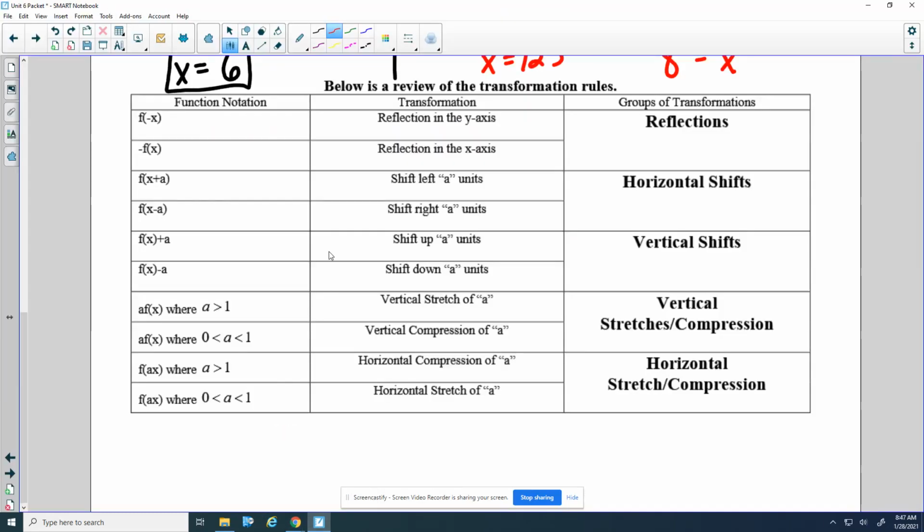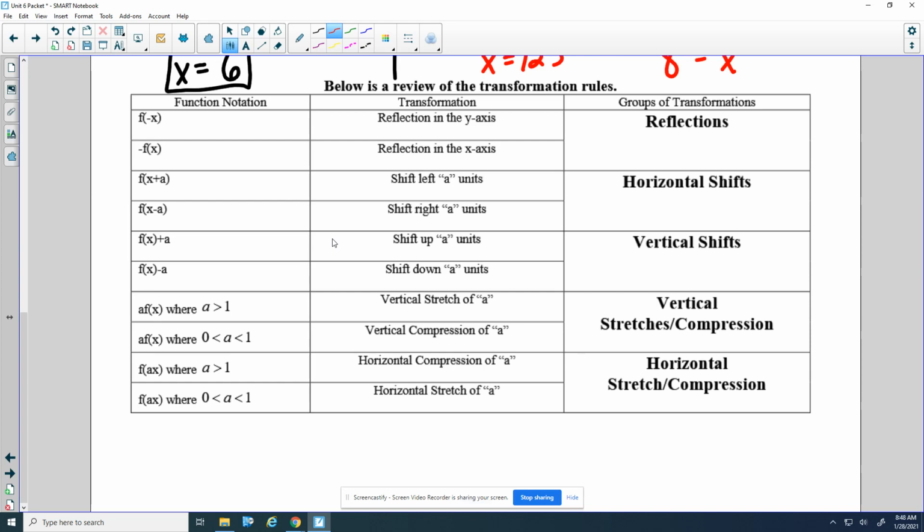So for this one, we're going to start in the packet, but a lot of it I'm going to do on Delta Math. So the first thing you'll see is all of our different transformations. So our reflections in the y and x axis, left and right, up and down, and then our stretches and compressions. Based on if the number is in front of f of x, we have a vertical stretch or compression, and those work the way we expect, where numbers bigger than one stretch, smaller than one compress.